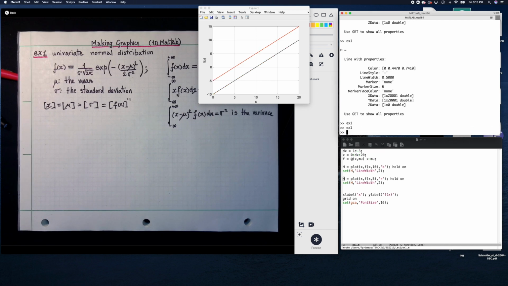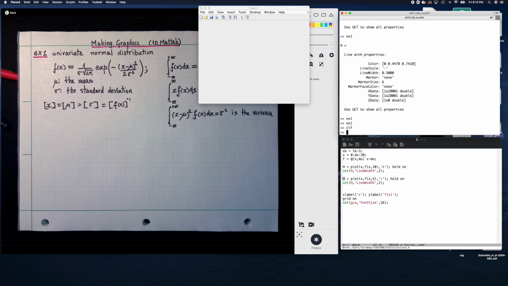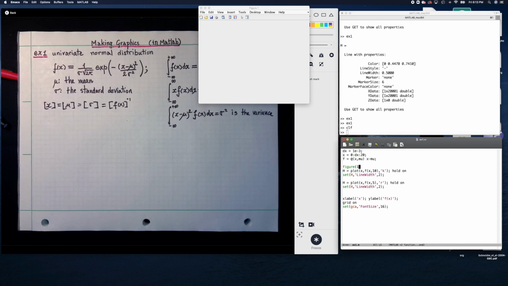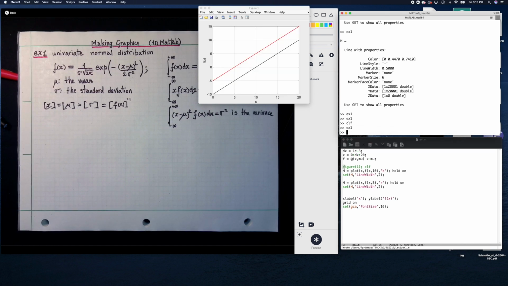EX1. Let me clear the figure. So I should do that, I guess, before I start. Figure 1, CLF. EX1, I run it again. And now I have the 2 lines. So the red one, which is the second one, has mu equals to 5, so it crosses the 0 at 5. The second one is equal to 0 at the value of 10.